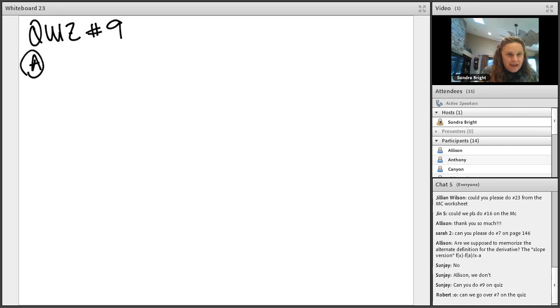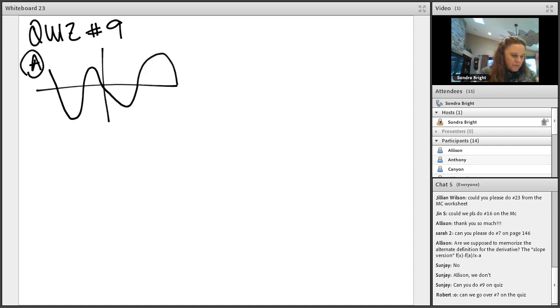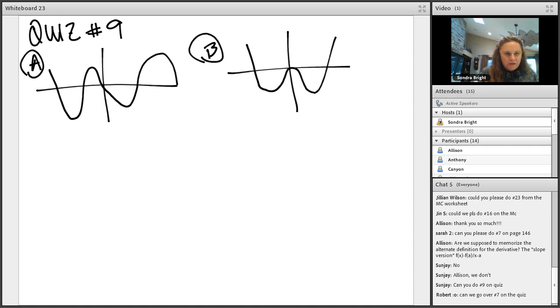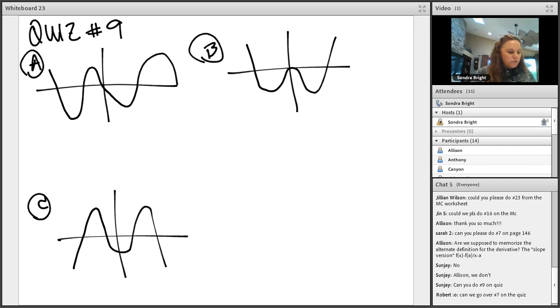Okay, so A looks like this. I don't know, something like that. Graph B looks something like this. And then graph C looks something like this. I don't know, something like that. I know those are horrible graphs, but that's okay.